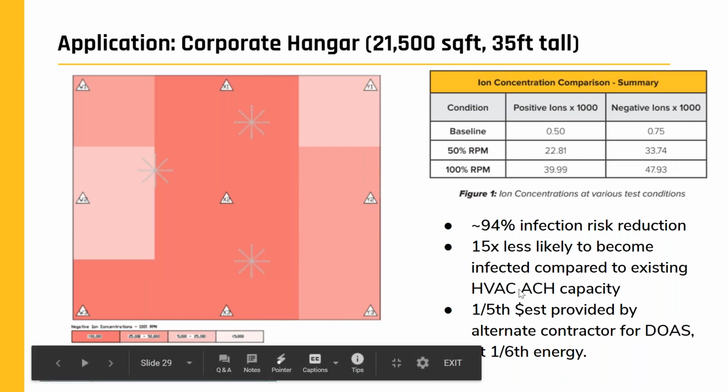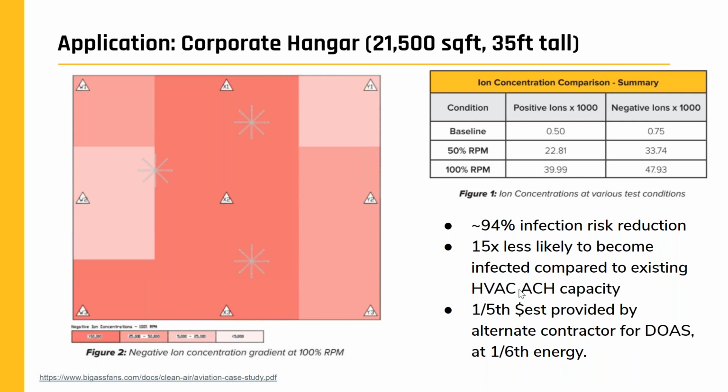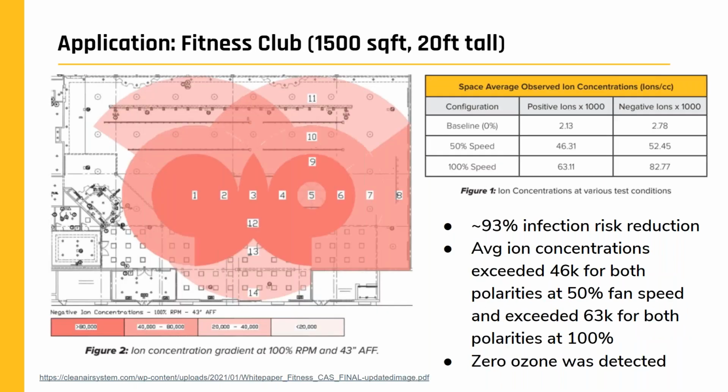What I'll also share with you here is this customer was very open with us. They got an estimate for DOAS units to try and bring in essentially the same amount of outside air to achieve the equivalent ACH that we achieved here. Our solution was 1/5 of the cost, and on an ongoing basis, because our fans are only 1.5 or 2 horsepower motors, we are 1/6 of the energy annually that those systems would have used. So equal or better effectiveness, lower upfront cost, lower ongoing cost.